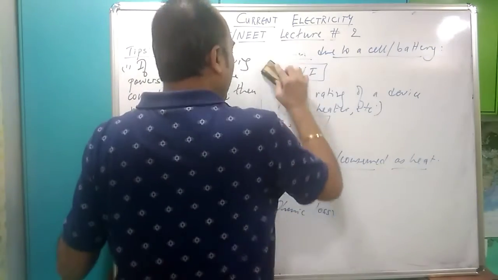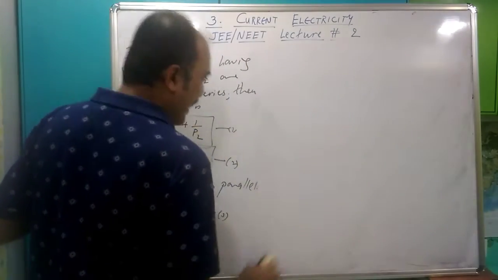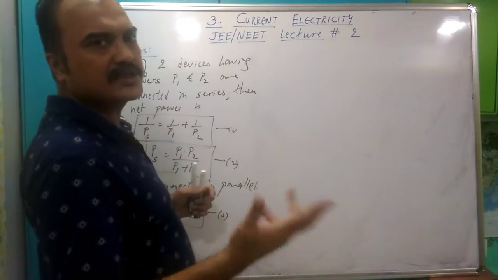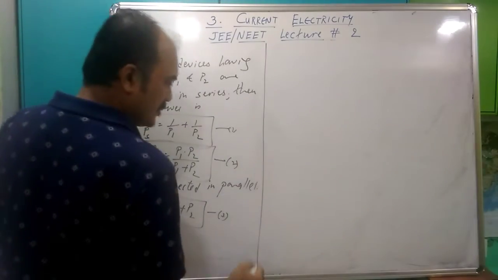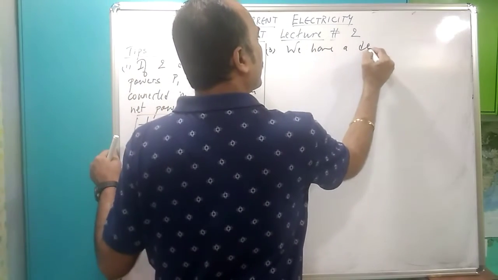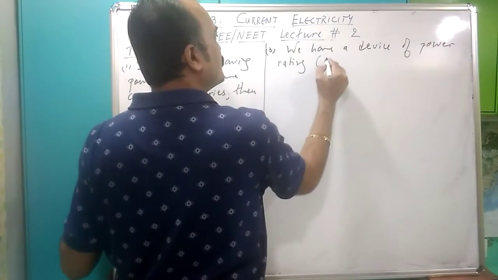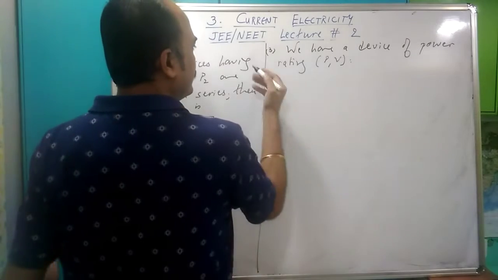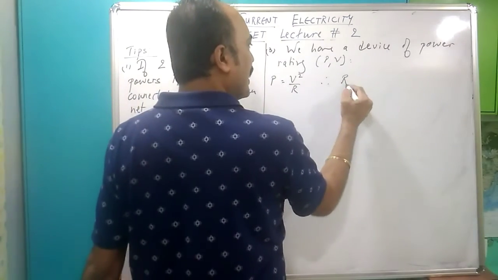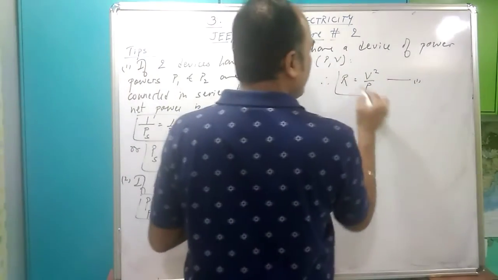Also, remember that many a times they have a question that suppose I have a device having power rating PV. Now, if I use it at a different voltage V dash, how much power would I consume? So, supposing we have a device of power rating PV. I'm sure you know this is how a power rating is put. We know P is V square by R. Do anything, R will not change. So, R becomes the main subject here. So, R is V square by P.